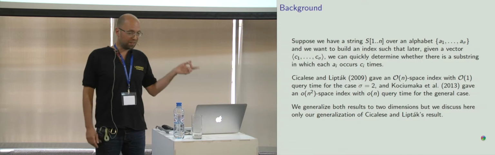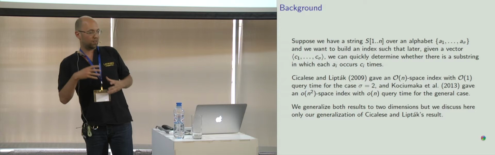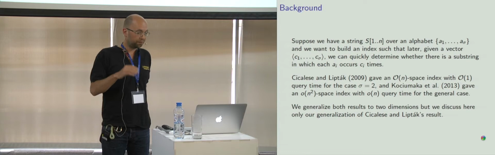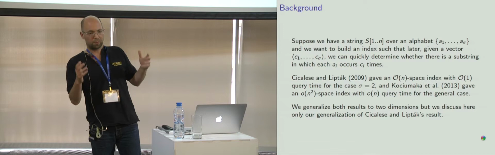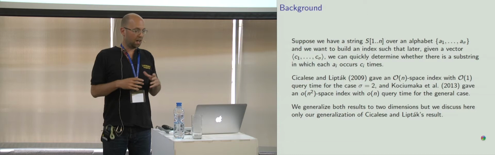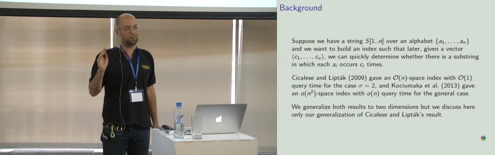Then they started doing indexing. So in 2009, they showed that you could give a linear space index, which would give you constant query time if you were working on binary strings. And then the problem was to do more than binary strings, and that was resolved last year by more people who were here. And the problem was to do subquadratic space and sublinear query time. So that was done.